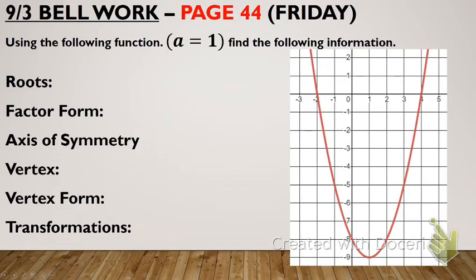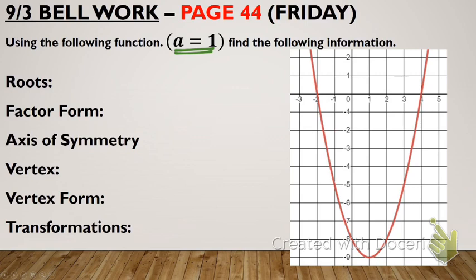All right, let's start talking through the bell work. So they tell me right at the beginning that A is 1. That means there's no stretch, there's no compression at all on this parabola. First thing they asked me to find was the roots.